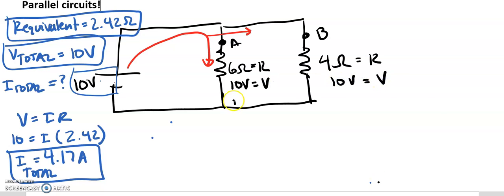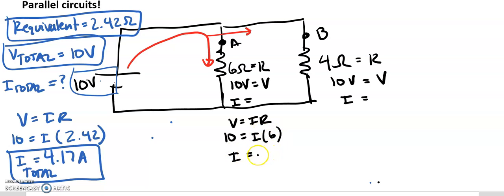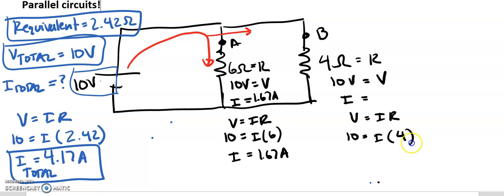Cool. Let's go ahead and solve for the current for each of them. So let's find the current down each branch. So we can use, again, V equals IR. So in this case, V is 10. I don't know the current. Resistance is 6. And I get current to be 1.67 amps for this one. So I'm going to put that in, 1.67 amps. Cool. For the other one, again, let's use V equals IR. V is 10, we don't know the current. R equals 4. Go ahead and do some good old math. I get the current to be 2.5 amps.